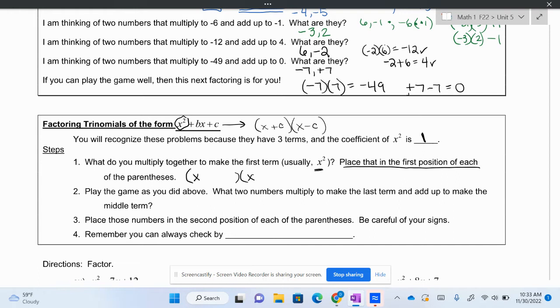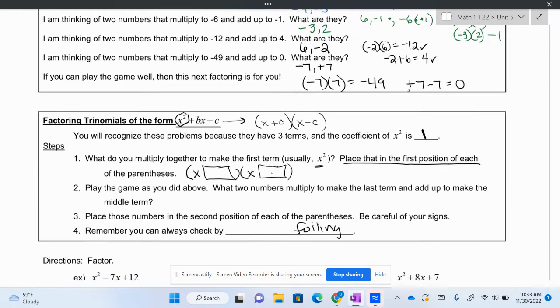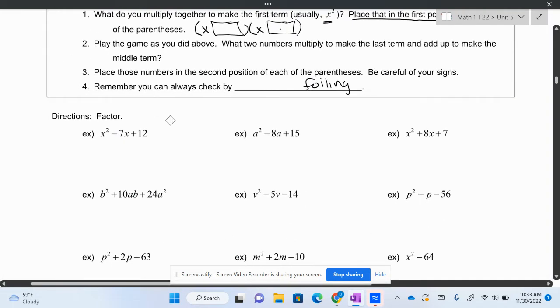So the idea is that for the numbers that go here, you're going to play that game like you did above. What two numbers multiply to this and add up to this? And that is what's going to go in those second positions for your parentheses. And then remember, like we did yesterday, you can always check by FOILing. It's a good method to check by FOILing. So we're just going to jump right in there.